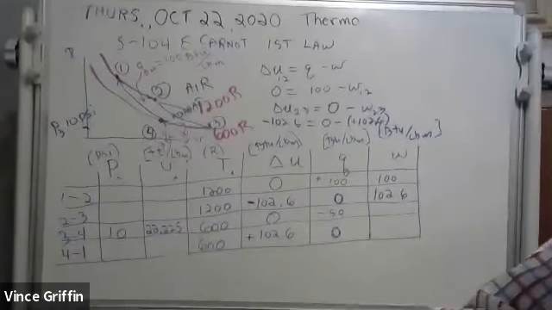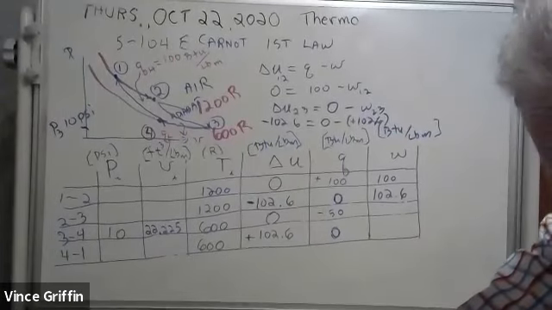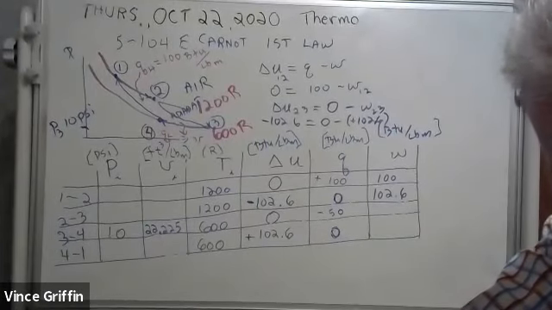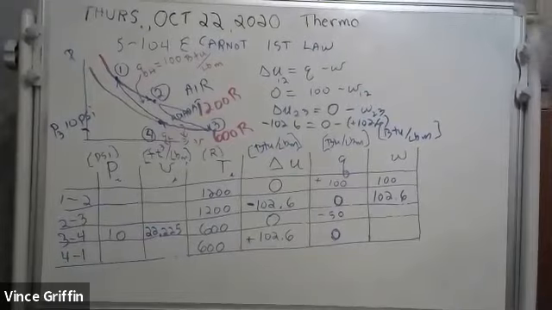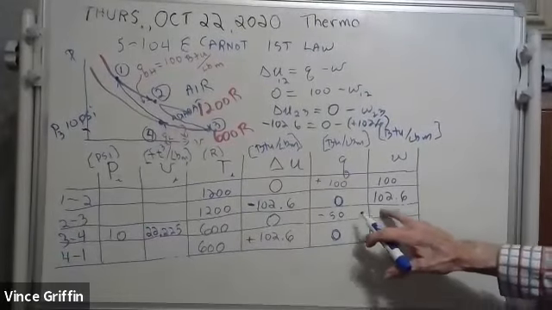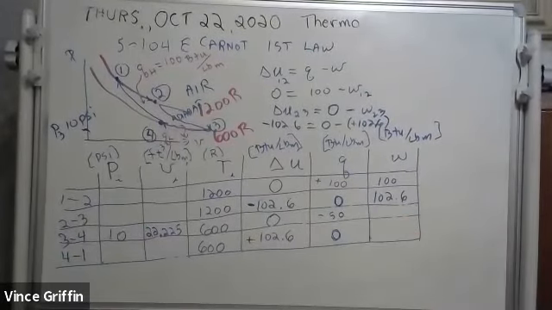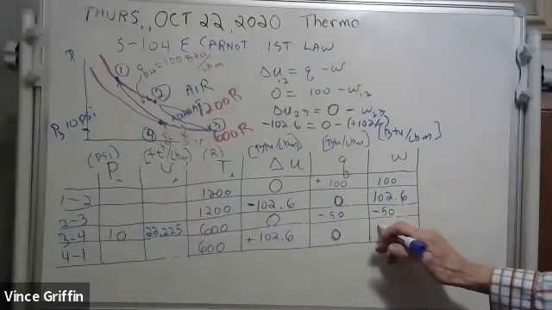Well, let's see if somebody can help us out here. How about my friend Bryce? Hey, Bryce, did you get the work per mass that goes in these boxes here? Certainly did. What'd you get? The answers are -50 and -102.6. You're absolutely right. Thank you.